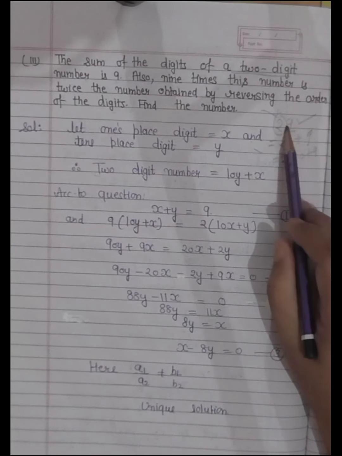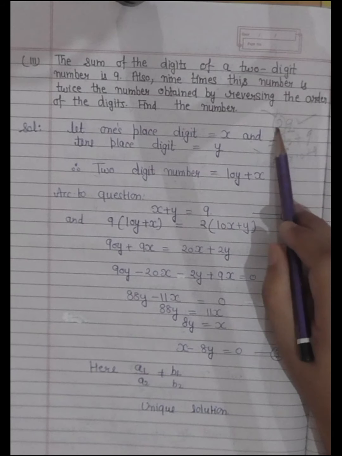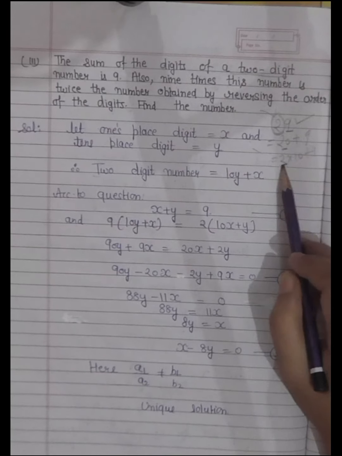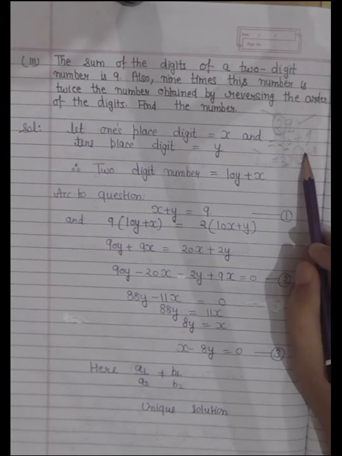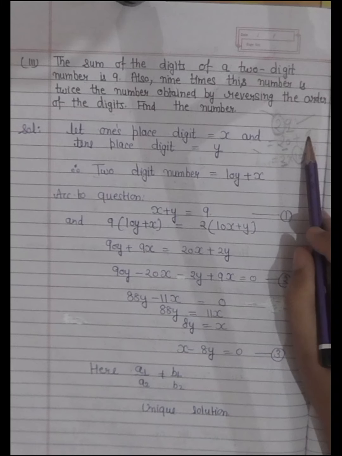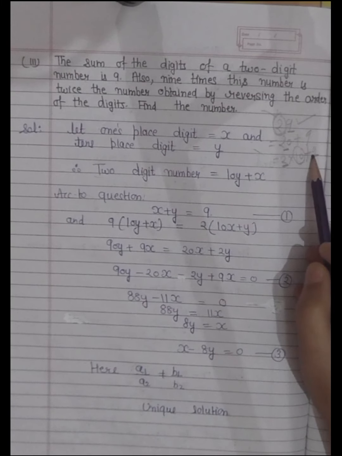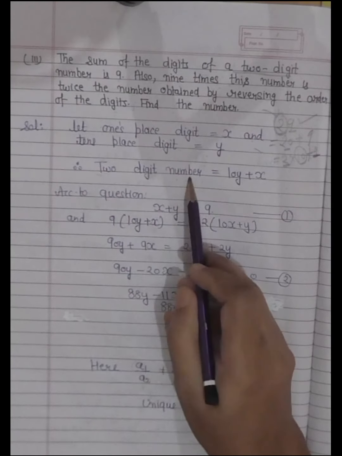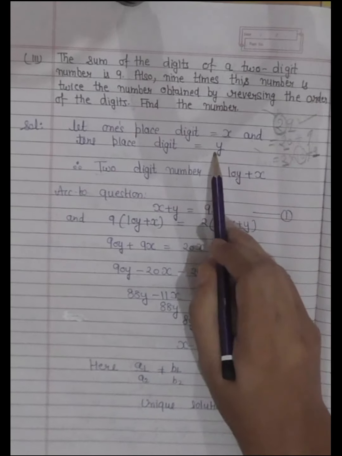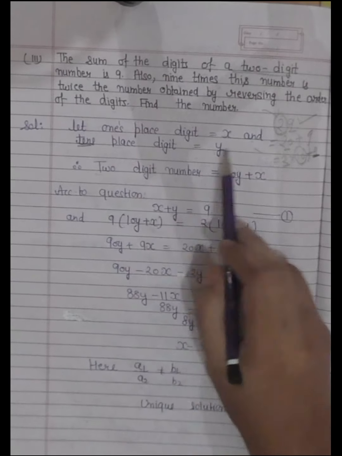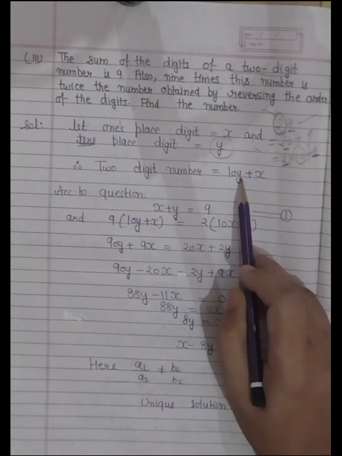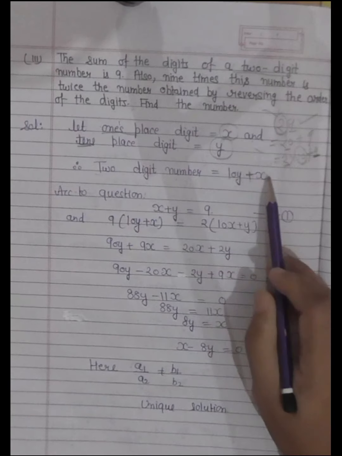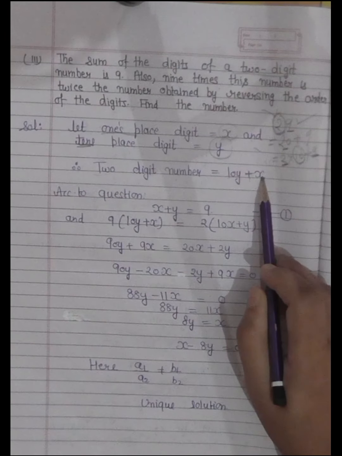See here, 9 is the unit place digit, 2 is the tens place digit, and the tens place digit is multiplied by 10 plus the ones place digit is multiplied by 1. Same here, I have written the two-digit number. In the same way, I have multiplied 10 to the tens place digit, meaning 10y, and I have added the ones place digit, meaning x, multiplied by 1.